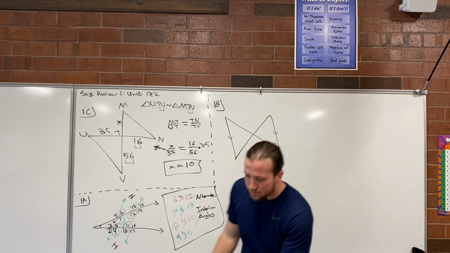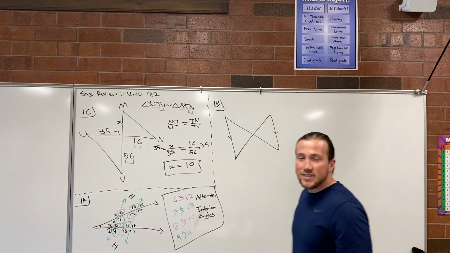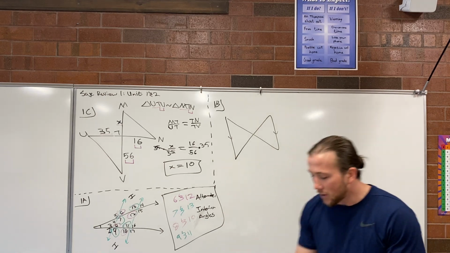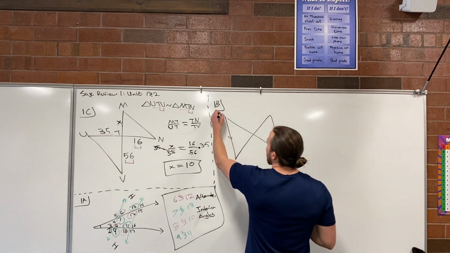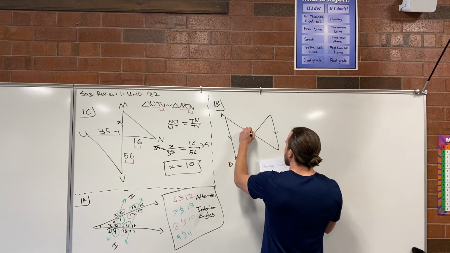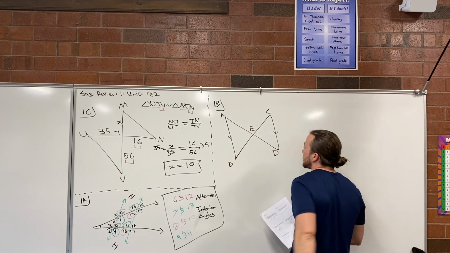Okay, so 1B is talking about similarity rules. We want to know which similarity rule applies, and there really isn't a lot of math we need to do here. I will label these real quick: A, B, E, C, and D.